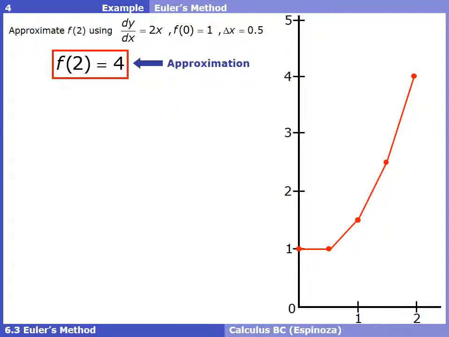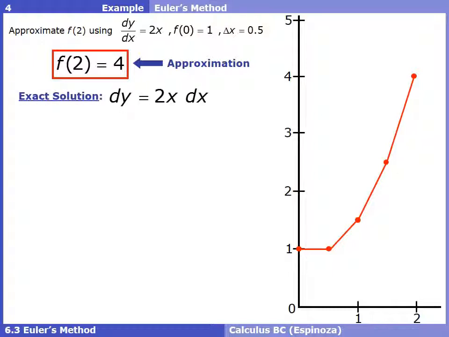Okay, so what does that mean? Well, now that we have this approximation using Euler's method, and here's a recap of that, f of 2 equals 4 from the last slide, and here's the graph that we had from the last slide. How does that compare to the value we actually could have found without having to do this approximation? So let's go ahead and solve this differential equation.